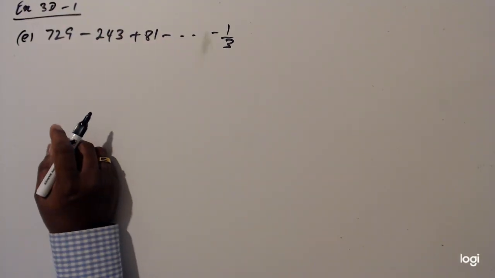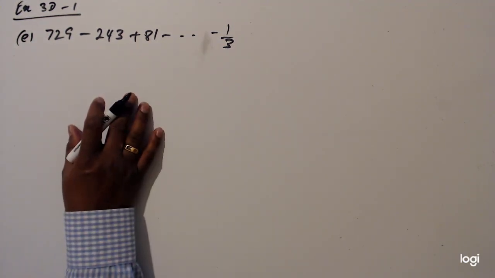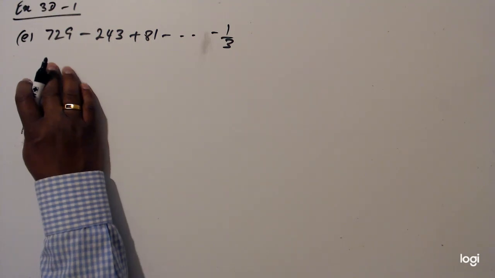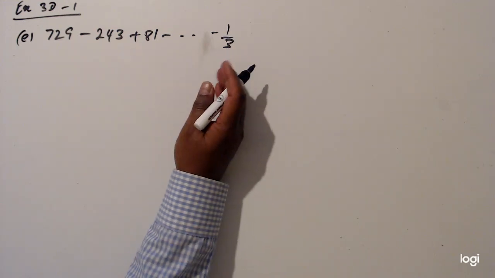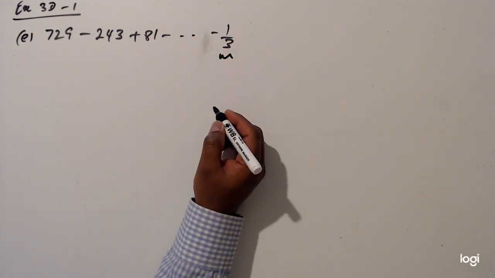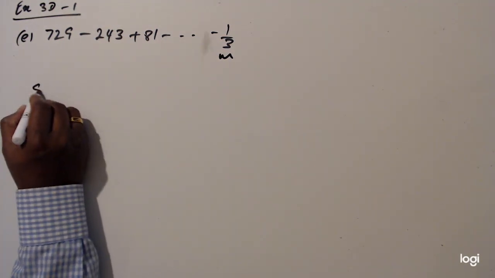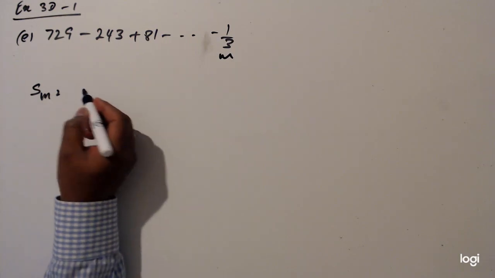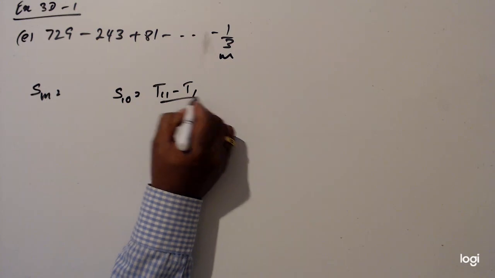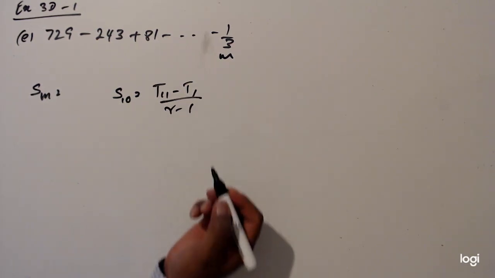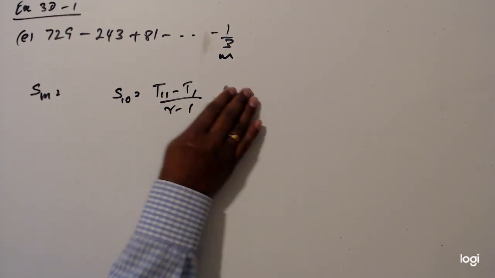Part A, I will do this one a bit differently. I don't know the number of terms 1, 2, 3, so I will take this term as M. We worked out in our previous discussion 3.4 that S10, if we want, we can write (T11 minus T1) over (R minus 1). So this is the formula I am going to use. If this is 10, this is 11.